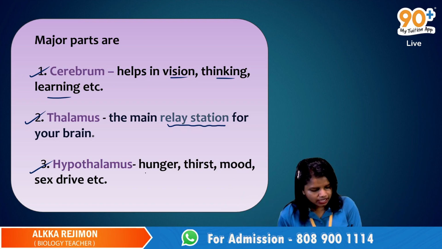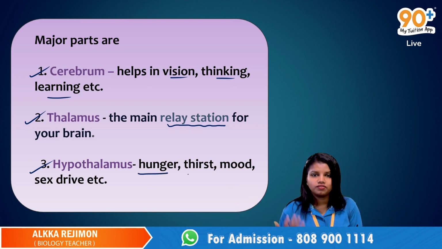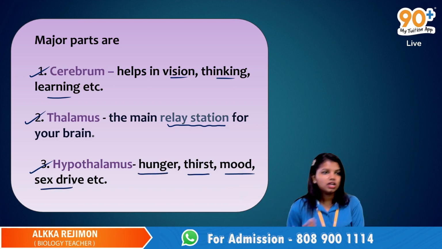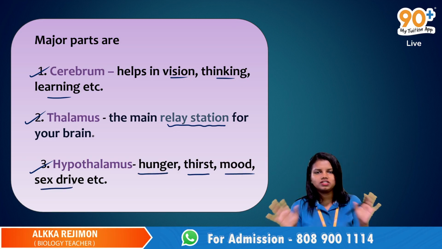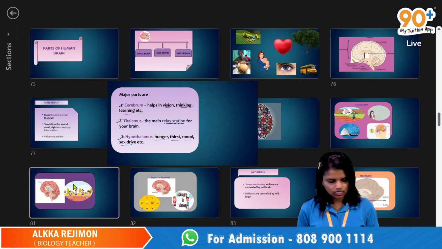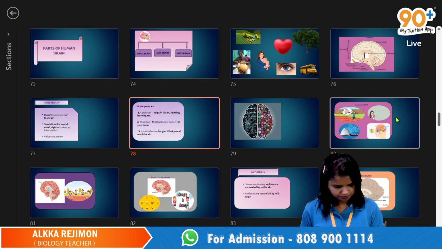And then you have the hypothalamus, which is basically taking care of the hunger, the thirst, the mood, the sex drive of your body. All these are taken care of by the hypothalamus. So yes, that's pretty much about our cerebrum.